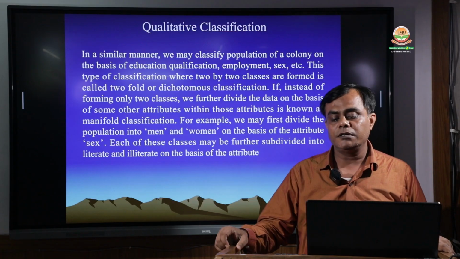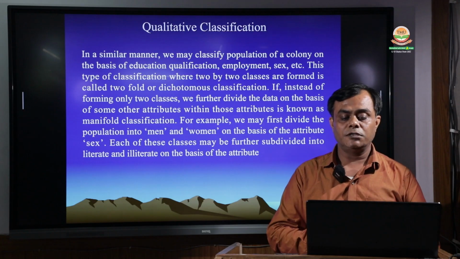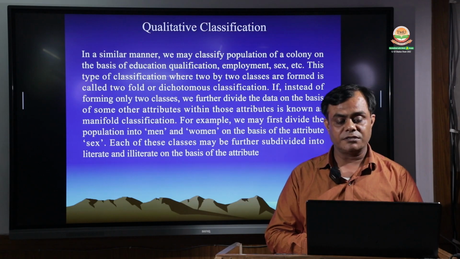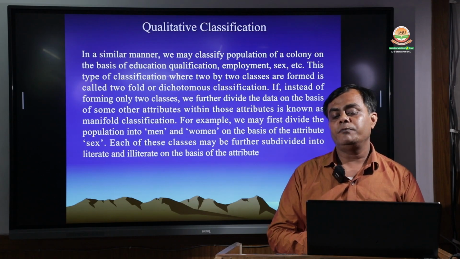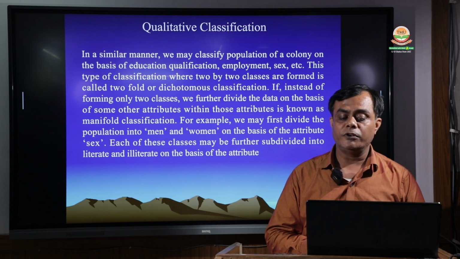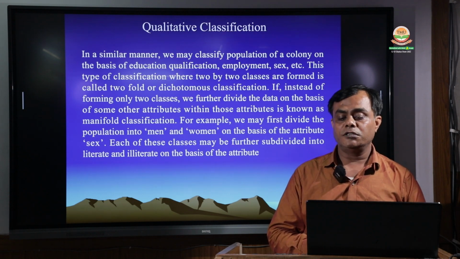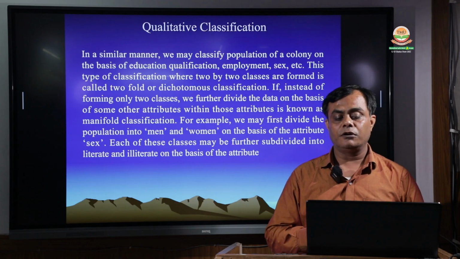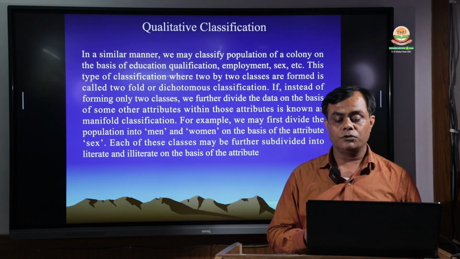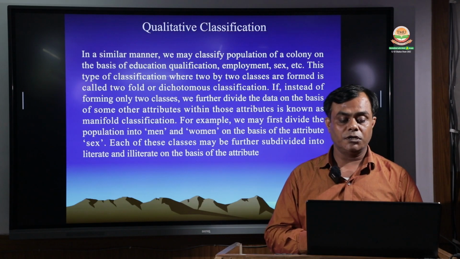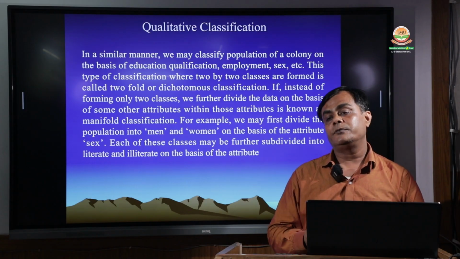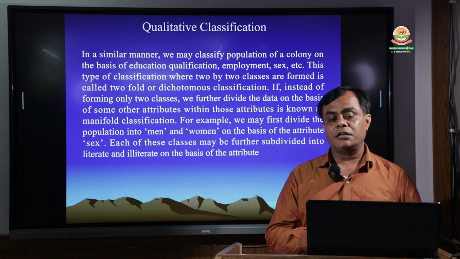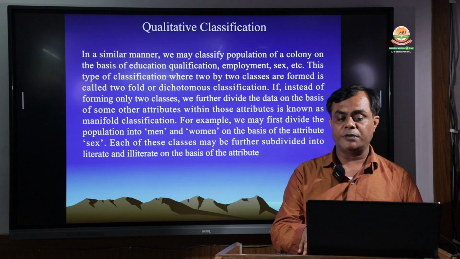We may further divide the data on the basis of some other attribute, and that is known as manifold classification. For example, we may first divide the population into men and women on the basis of the attribute gender or sex, and then subdivide into literate or illiterate persons. That is also a dichotomous type of classification, where we classify the population into only two parts.